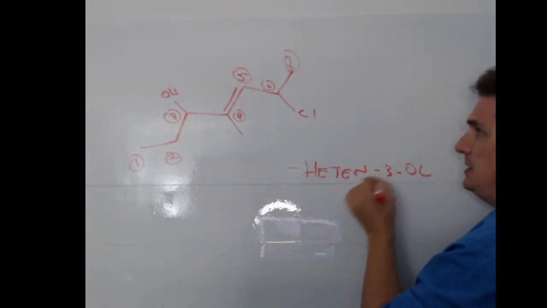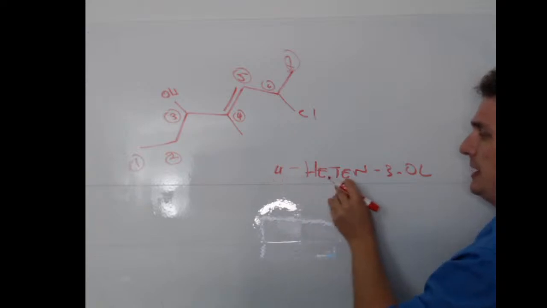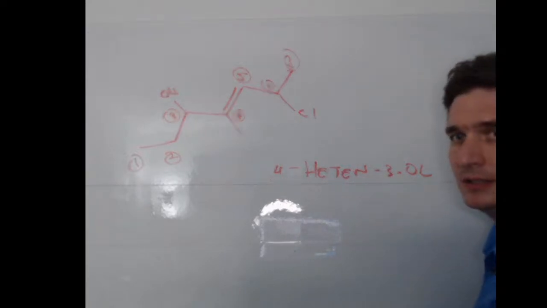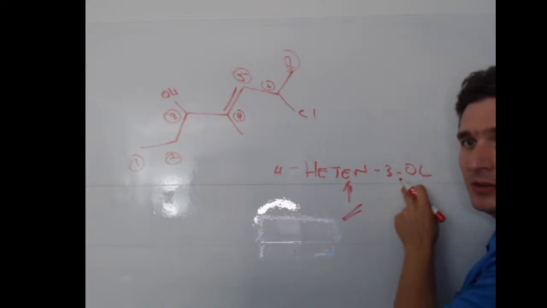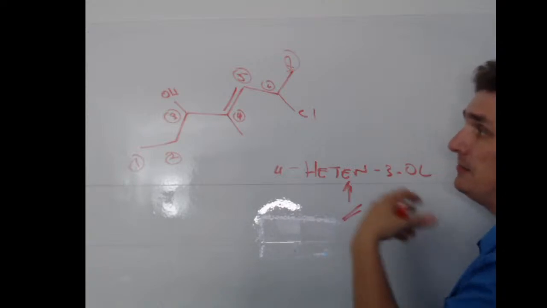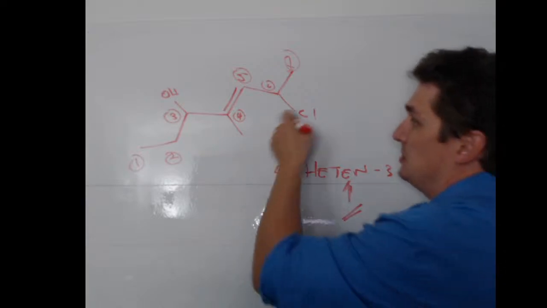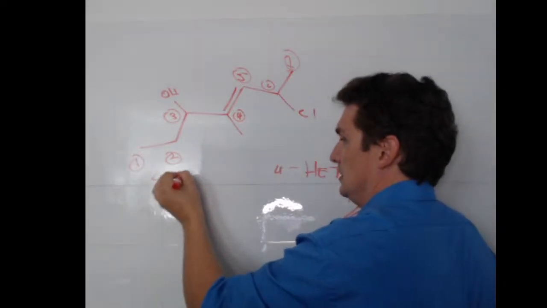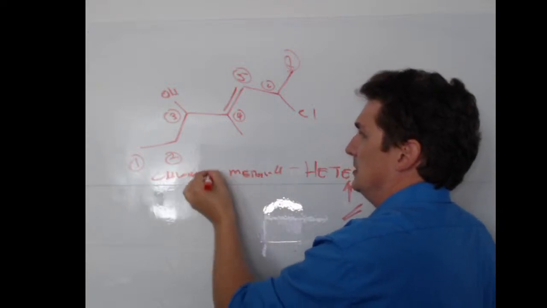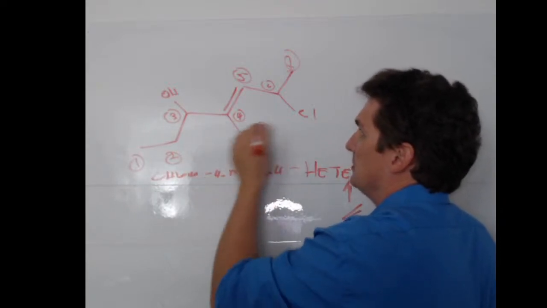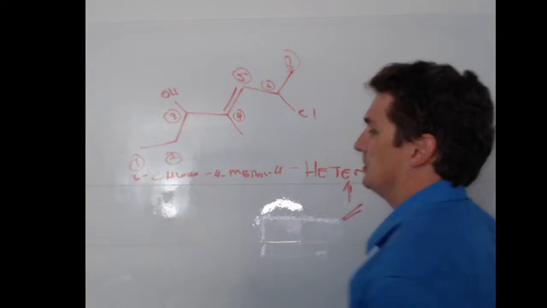So this is a 3, 4. So 4-hepten-3-ol. Again, the "ene" here means you have a double bond. The 3 here, the "ol" here means you've got the alcohol. Now we just start numbering, building our groups. So we've got a chloro and a methyl. So we've got 4-methyl, 6-chloro.